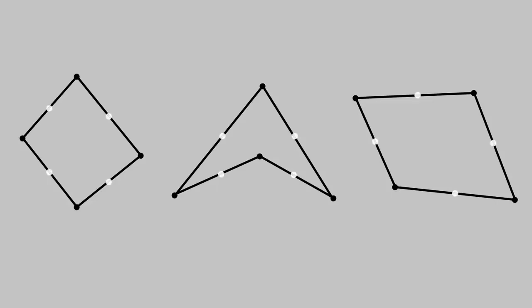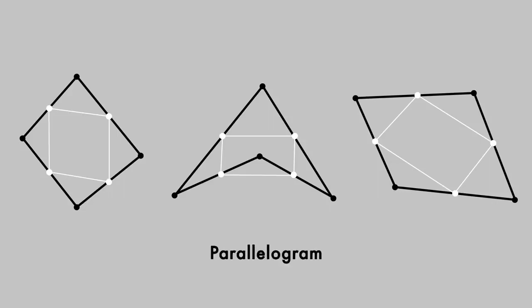Now put a dot at the midpoint of all of those line segments you just drew and connect those to make another quadrilateral. Turns out no matter what, connecting those midpoints will always yield a parallelogram, or a shape where opposite sides are parallel to each other.